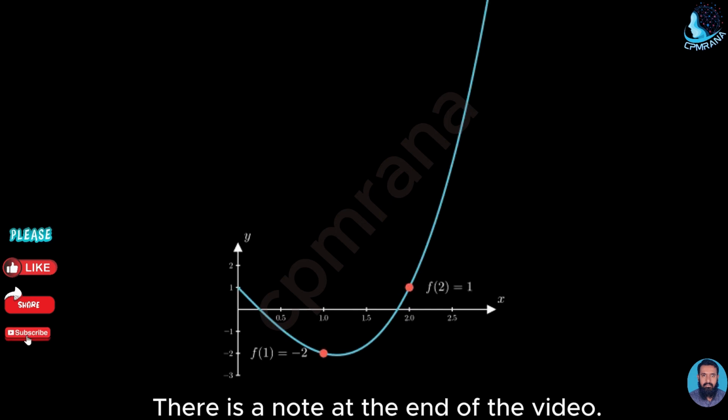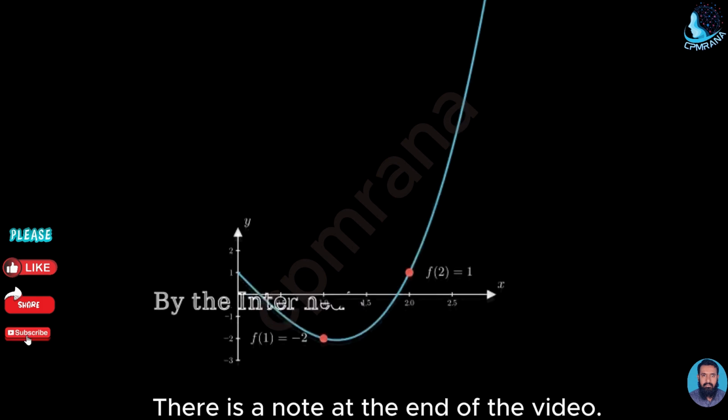Now we can apply the intermediate value theorem. Since f(x) is continuous on the interval from 1 to 2, and f(1) is -2, while f(2) is positive 1, there must be some value c between 1 and 2 where f(c) = 0.